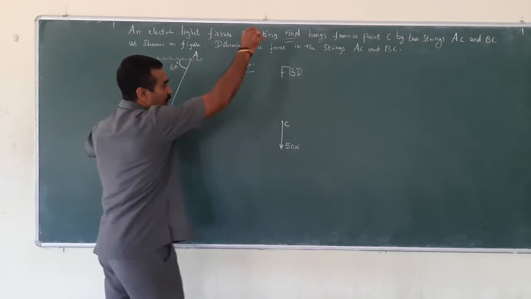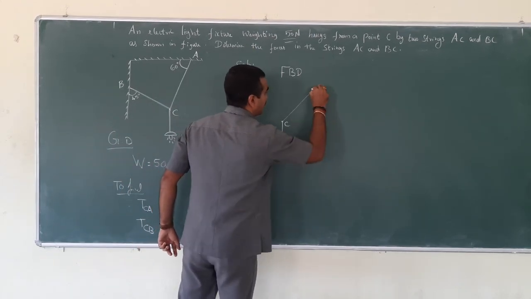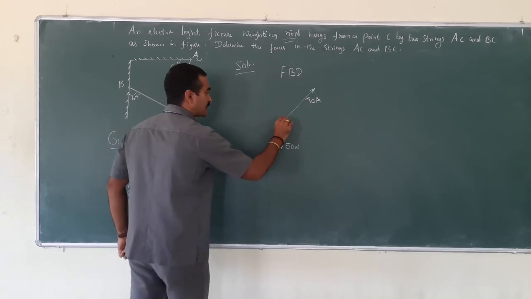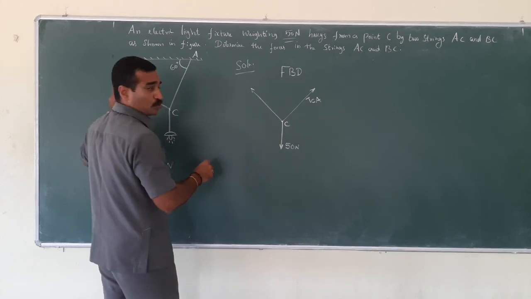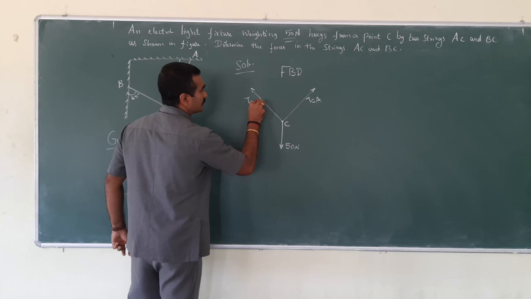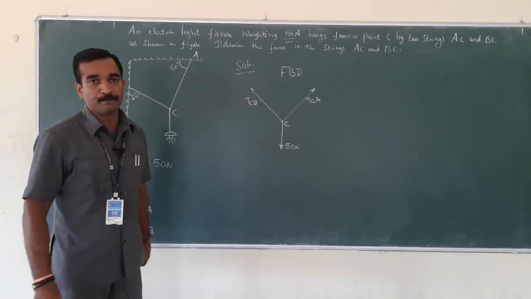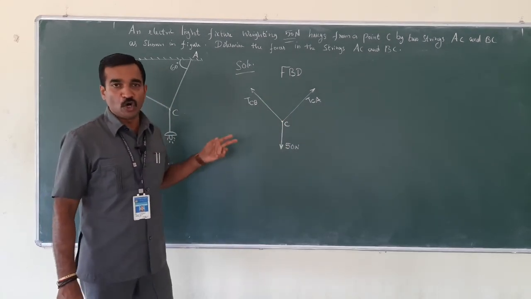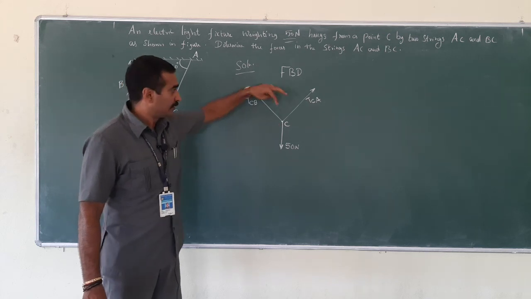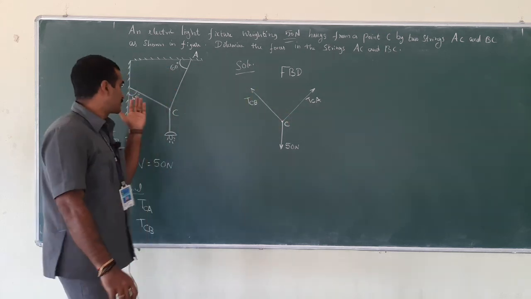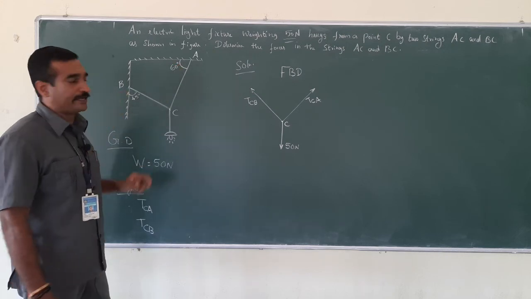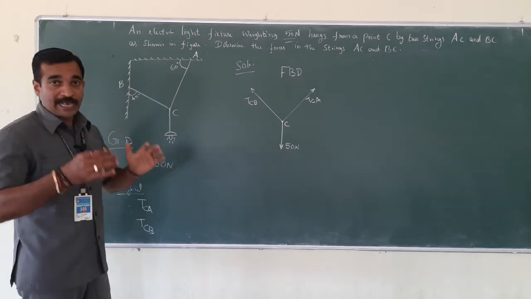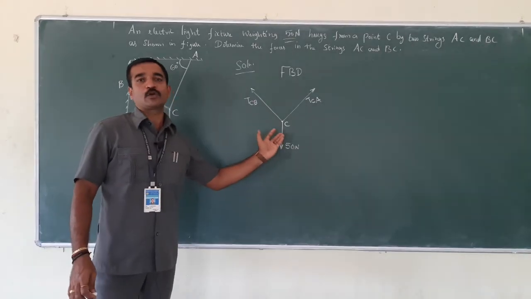Look at here, this is not vertical, it has a certain inclination, which can be written as TCA. And on the other side, it is mentioned as C to B, so which can be written as TCB. Since I am going to apply Lami's theorem, I need to know the angle between these forces. Whereas here it is given only 60 degree and 45 degree, I don't know the angle between the two forces. So just observe carefully how I am going to calculate this angle.